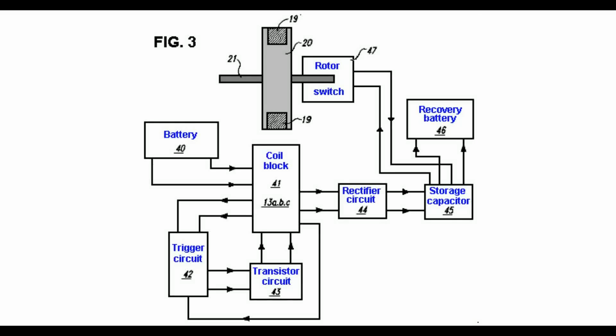Figure 3 is a block diagram detailing the circuitry of the monopole motor. Block 40 represents primary battery 11 with energy flowing to coil block 41, which represents coil winding 13 ABC. From coil block 41, energy flows into three directions: to trigger circuit block 42, transistor circuit block 43, and rectifier circuit block 44. Energy flows from rectifier block 44 to storage capacitor block 45, with energy flowing from block 45 to both recovery battery block 46 and rotor switch block 47.